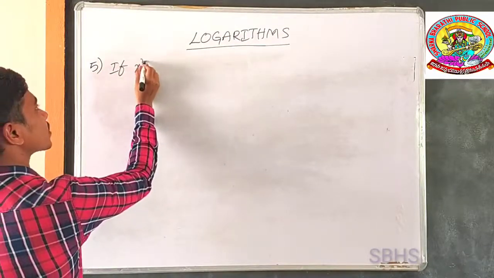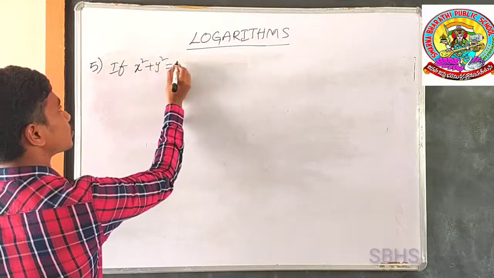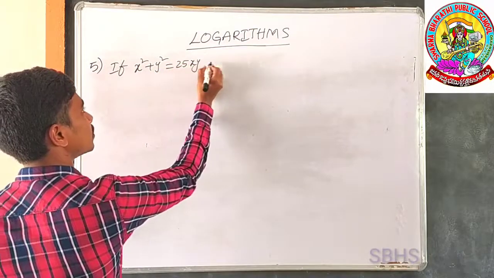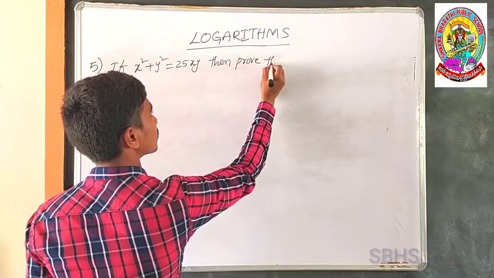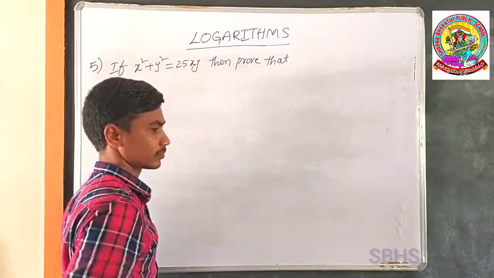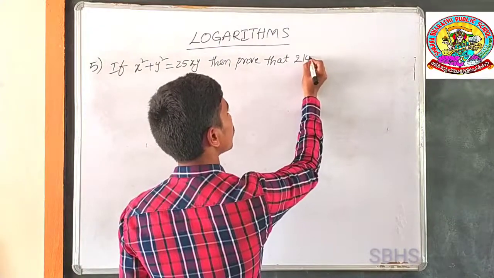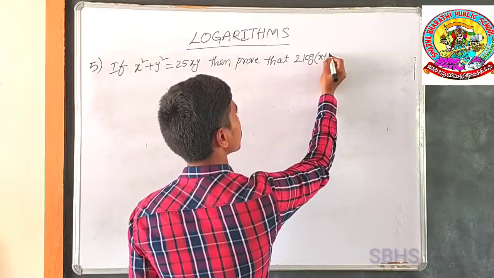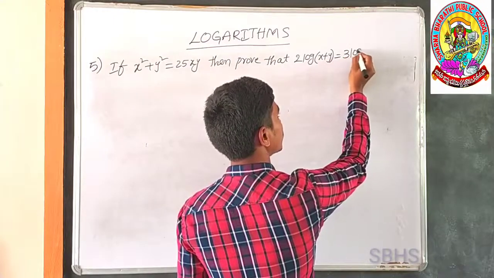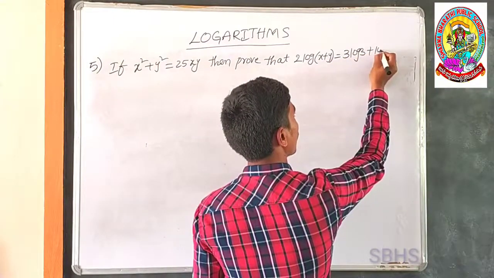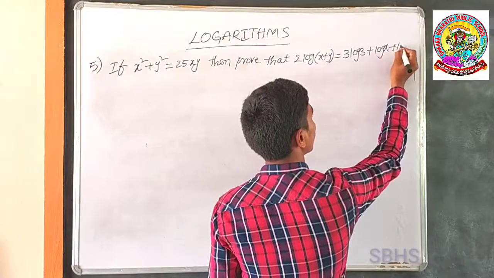If x square plus y square is equals to 25xy, then prove that two log x plus y is equals to 3 log 3 plus log x plus log y.